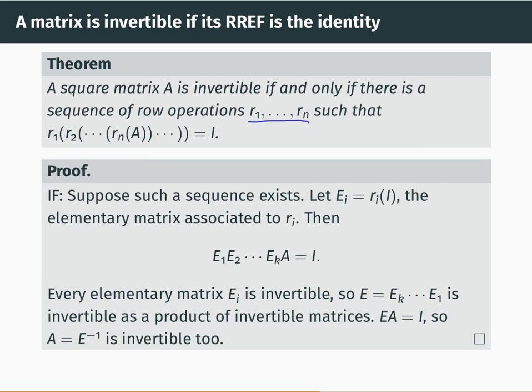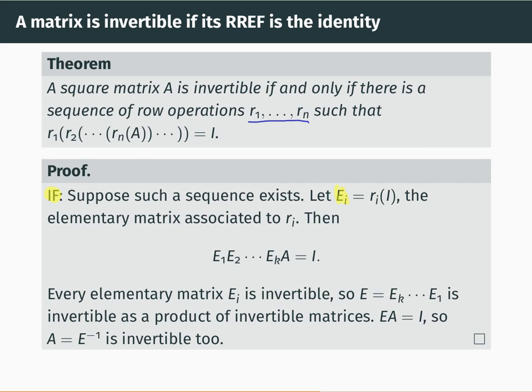We can do the proof. So here is a proof of the if direction. This is a proof that a square matrix is invertible if there is such a sequence of row operations. So if such a sequence exists, we're going to define Ei to be the elementary matrix associated to the ith row operation. So Ei will be the ith row operation in our sequence applied to the identity matrix.